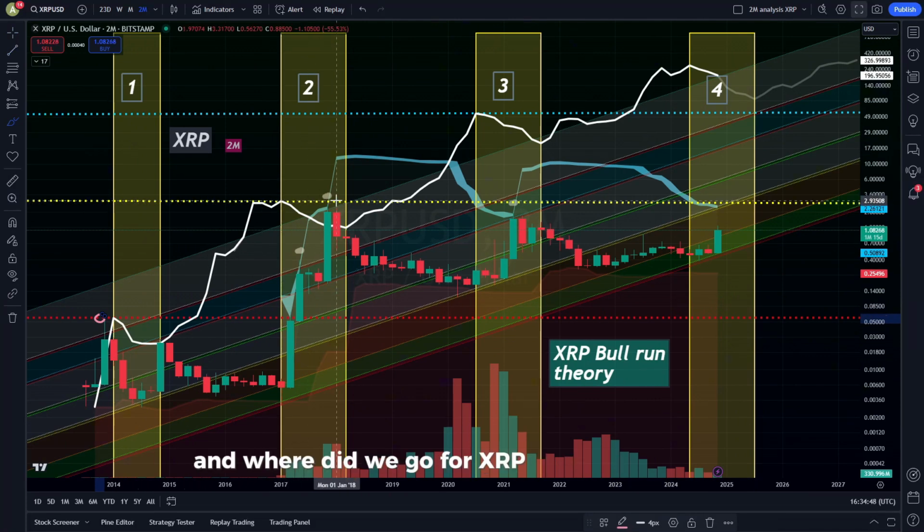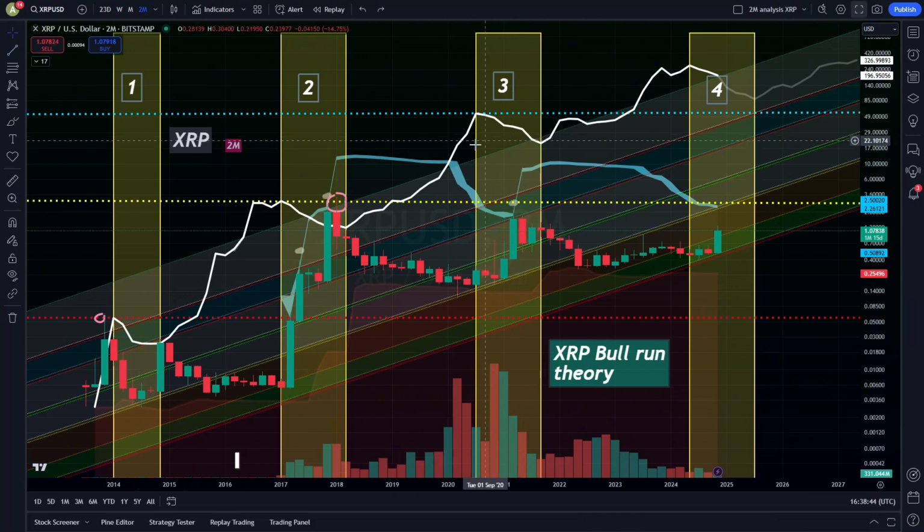Okay, then we have this cycle, we went up, we have this top for Bitcoin, and where did we go for XRP during this phase? It was just at this same level, guys. It was the very same level as Bitcoin. Before moving to the third box, I want to share something else with you. You will see it will be amazing.